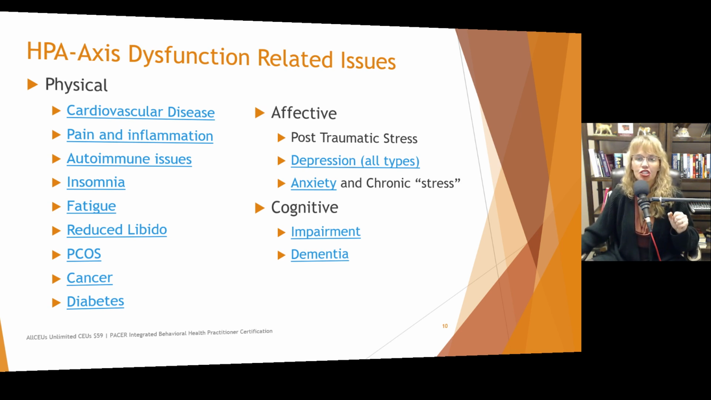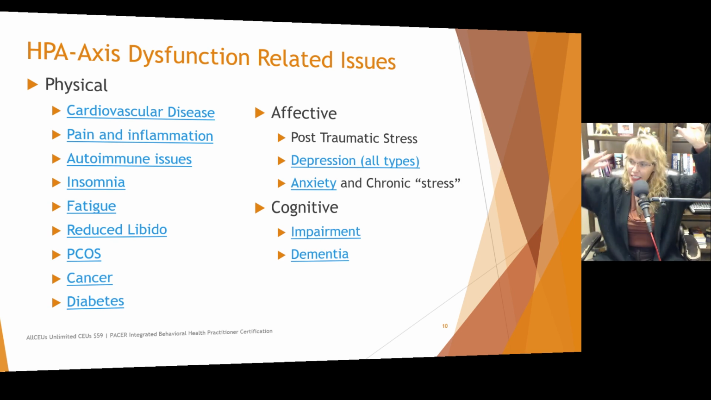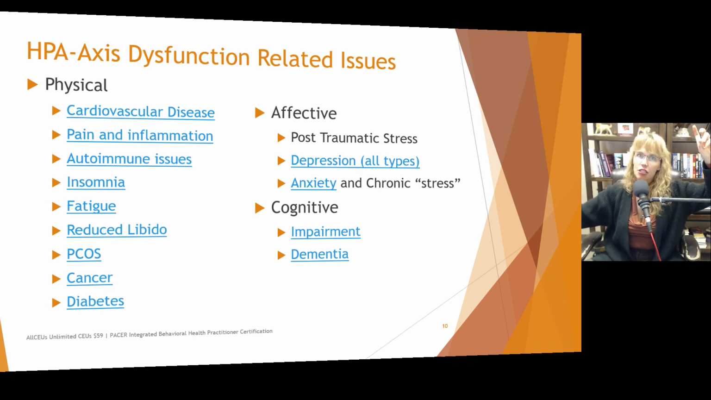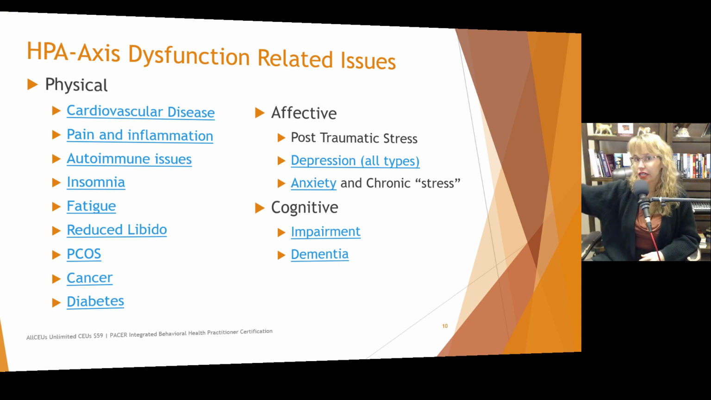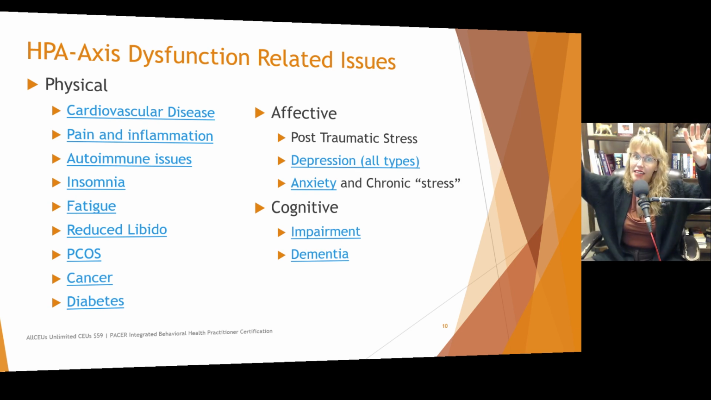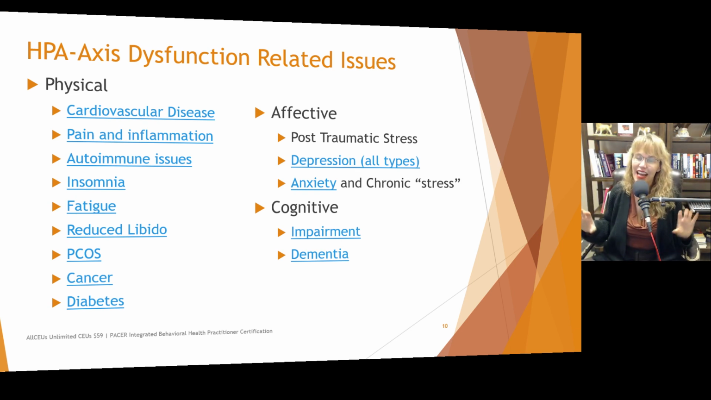HPA axis dysfunction can result in sleep problems, including insomnia, because when cortisol is out of whack, cortisol spikes in the morning and decreases throughout the day. When it's at its lowest point, then serotonin can start being broken down to make melatonin. But if cortisol stays high or never rises, then it's going to affect the availability of all those other hormones and chemicals.